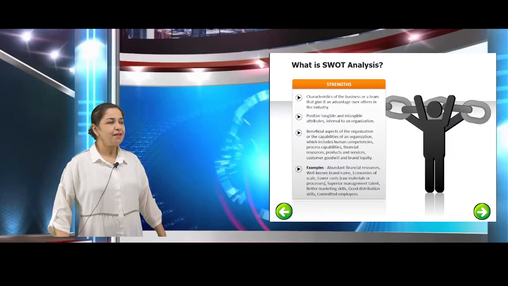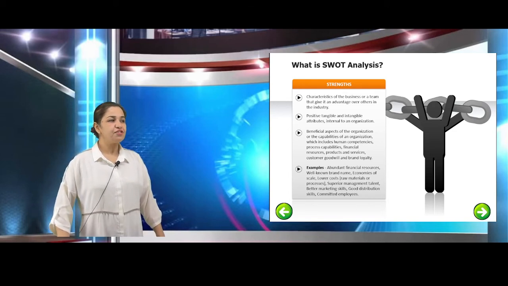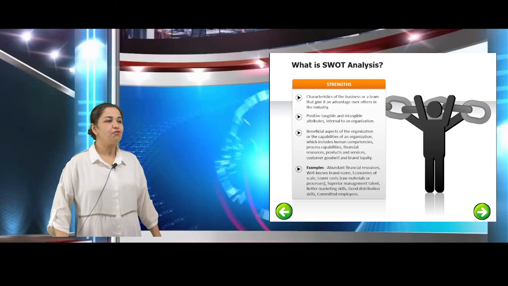So we can see that the strength side of the business is the characteristics of the business or team that give it an advantage over others in the industry. These are positive, tangible and intangible attributes internal to an organization. They are the beneficial aspects or capabilities of an organization, which include human competences, process capabilities, financial resources, products and services, customer goodwill, and brand loyalty. So for the strengths part, you can always consider what is the powerful side of your business.